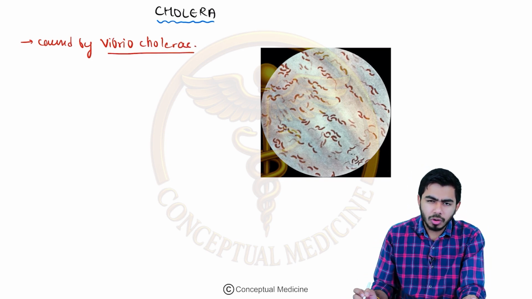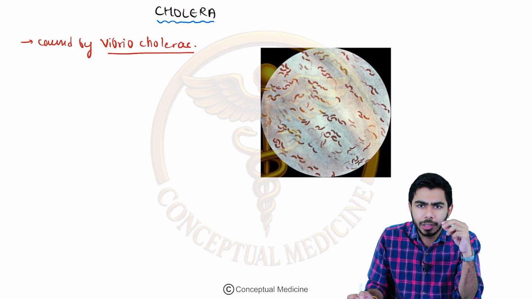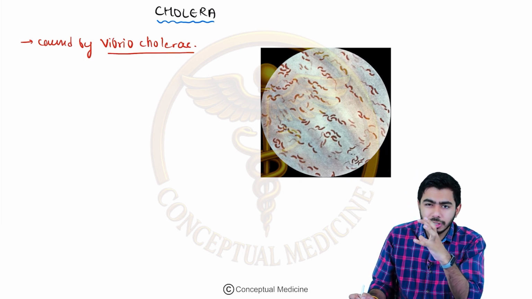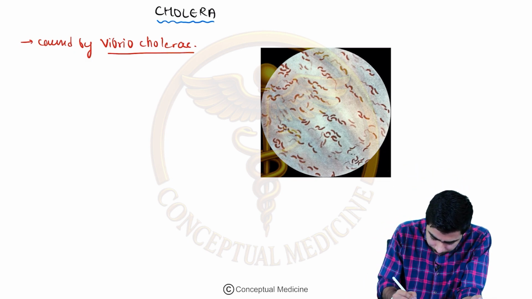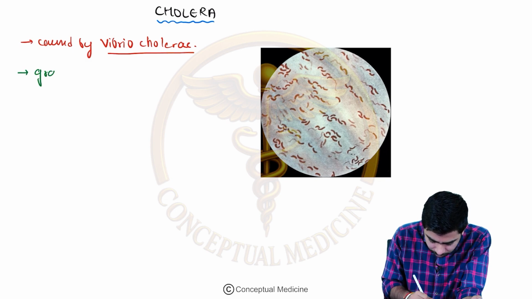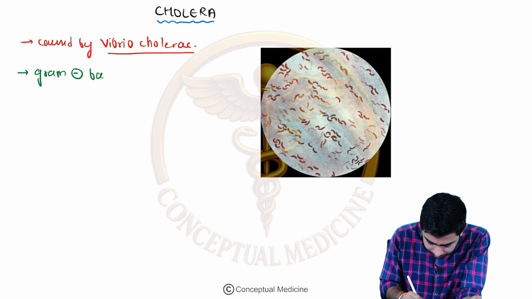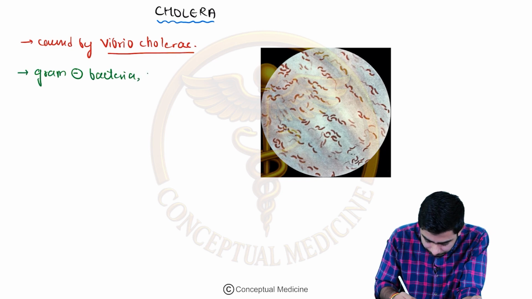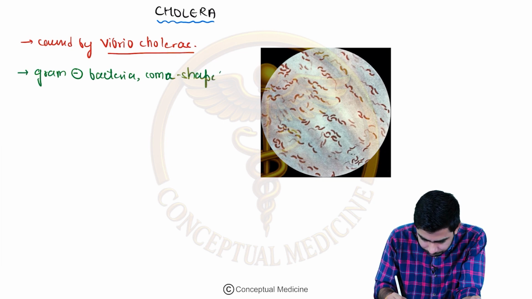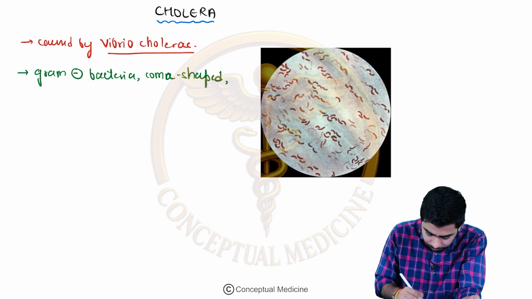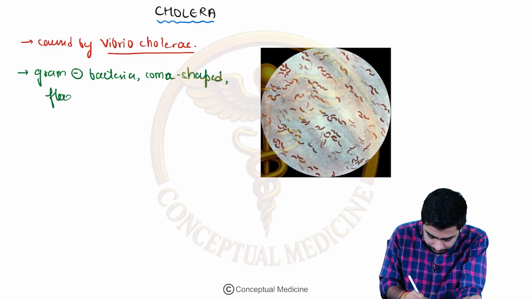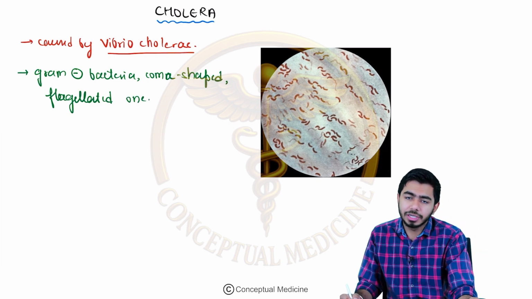Vibrio cholerae has a very particular feature as far as shape is concerned. It's kind of a different bacteria. First of all, guys, it is a gram-negative bacteria, having a comma shape. So it is a comma-shaped bacteria, and with that I can say that it has a flagella. So this is a flagellated bacteria.